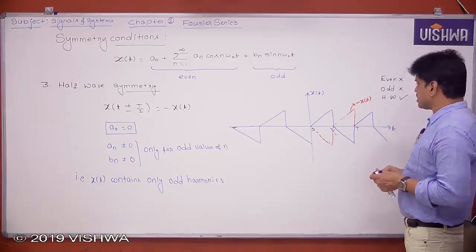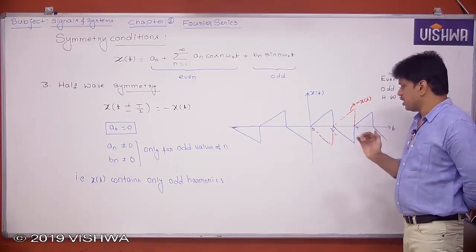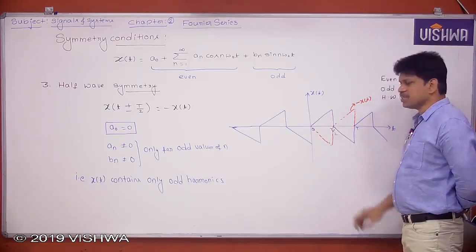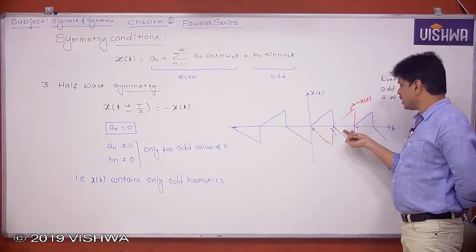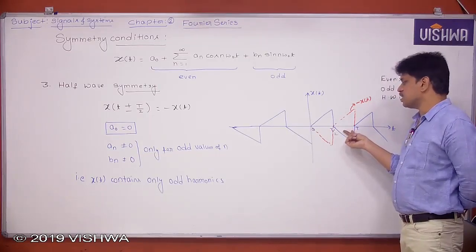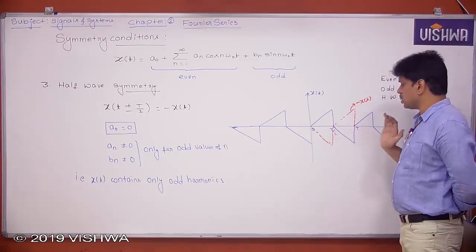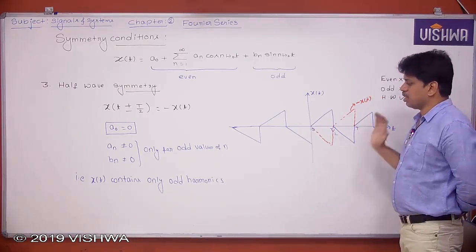Now try to understand, does it have an A0 value? No, definitely not. Why, sir? Whatever positive area we have, we have the negative area also. The positive area and negative area are equal, so we can say the A0 value is always 0. Is that clear? Okay. So this is what half wave symmetry is. So it contains only odd harmonics.